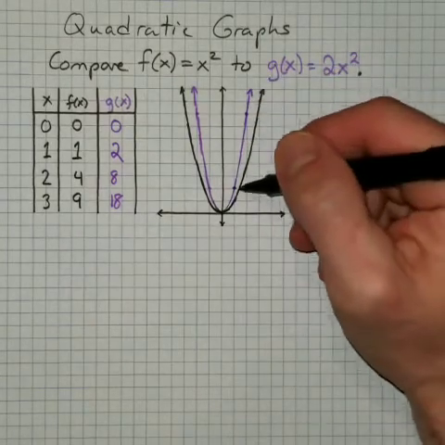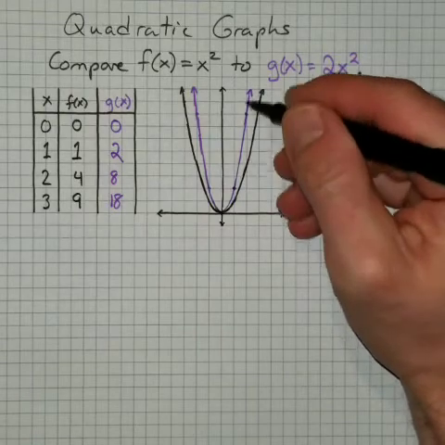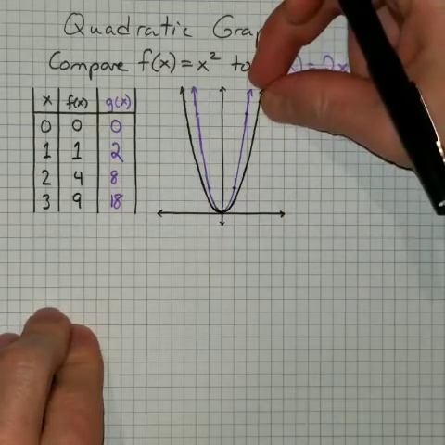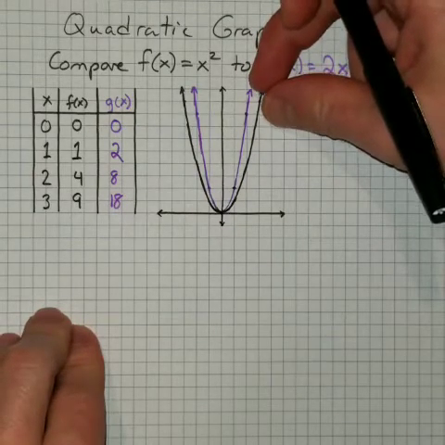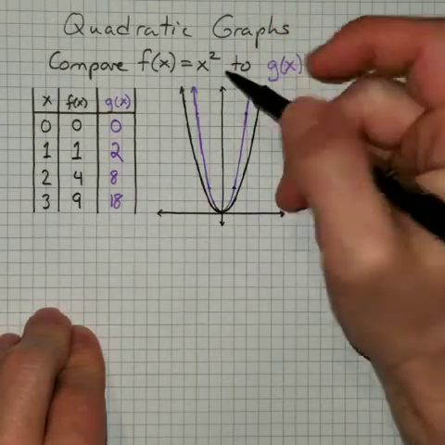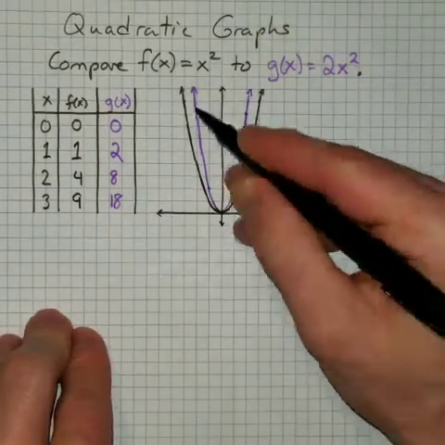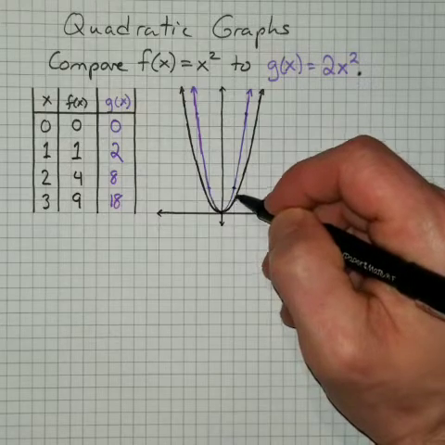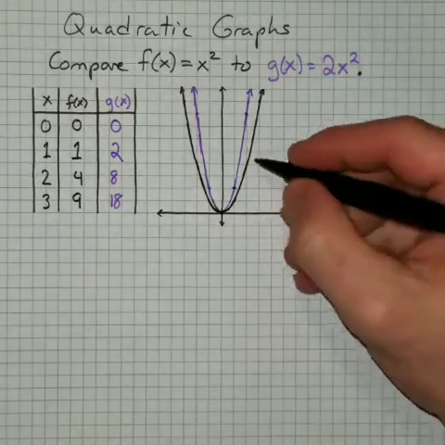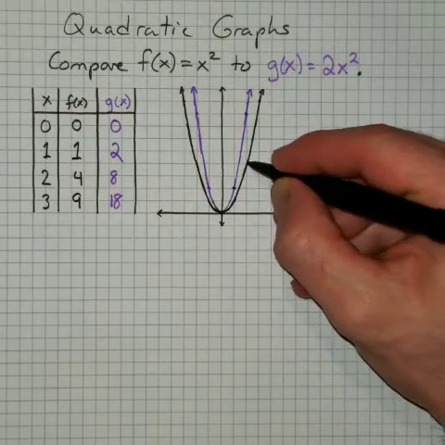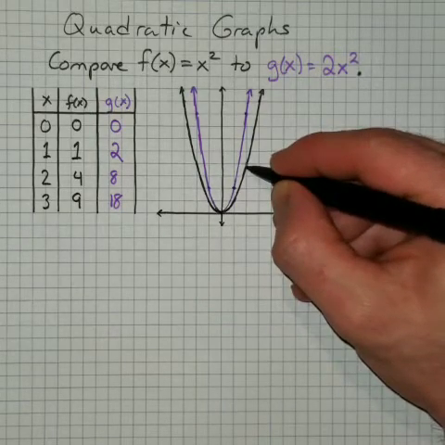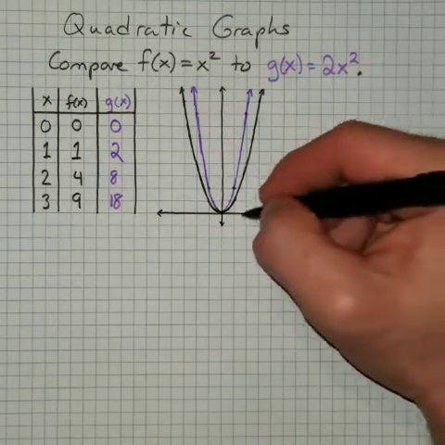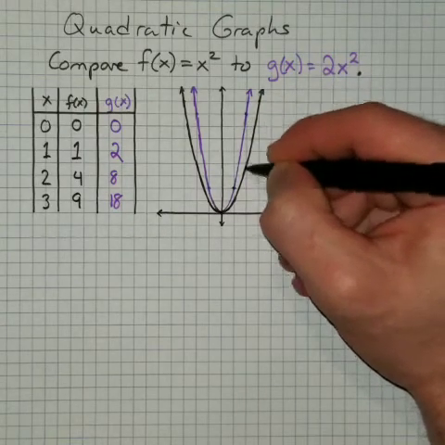Okay, so what I want you to notice here is that the new graph, the purple one, is sort of narrower than the original. It's pulled taller or stretched out. And so if you can imagine taking hold of the original graph there, the x squared, and pulling it away from the x-axis, what you'll get is the purple graph. Essentially every point doubles its distance away from the x-axis.